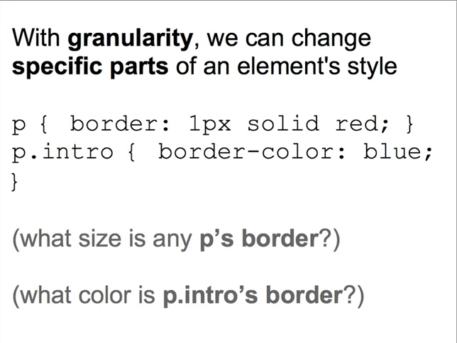With granularity, you can change specific parts of an element's style. So, for instance, on a page, if you set all the P's to have a border of 1 pixel solid red, and then for just the ones with a class name of intro, you just want to change their border color to be blue. This is nice because now if you want to suddenly change all your borders to be 2 pixels, your intros will also become 2 pixels. It'll inherit the 1px size and the solid style. But you end up with the ones that'll be blue. All you're changing is color. So, what size is any P's border? They're all 1 pixel in this case, but intro is blue.